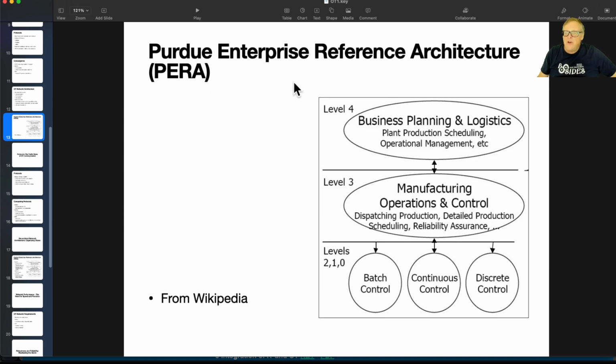The Purdue reference architecture is what takes the place of the OSI model in IT for OT. It does not seem to be terribly well standardized. But you've got low levels here with the sensors and actuators. Then you've got manufacturing operations and controls. This is, I think, where the SCADA layer is, supervisory control and data acquisition. And up here you've got the normal IT stuff we talk about, business planning and logistics, enterprise resource management. That's one structure of the Purdue model.